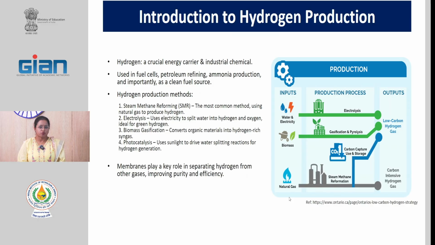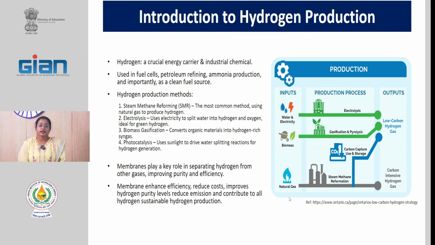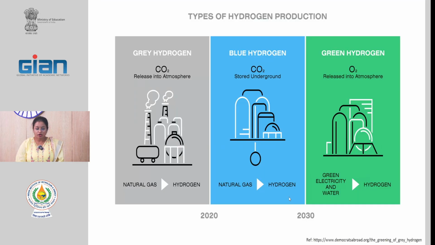Membranes play a very crucial role in all of these production methods. They not only enhance the efficiency, they reduce the overall cost and improve the purity level of the hydrogen, which is very important. They control the emission of greenhouse gases and can contribute to a sustainable future.